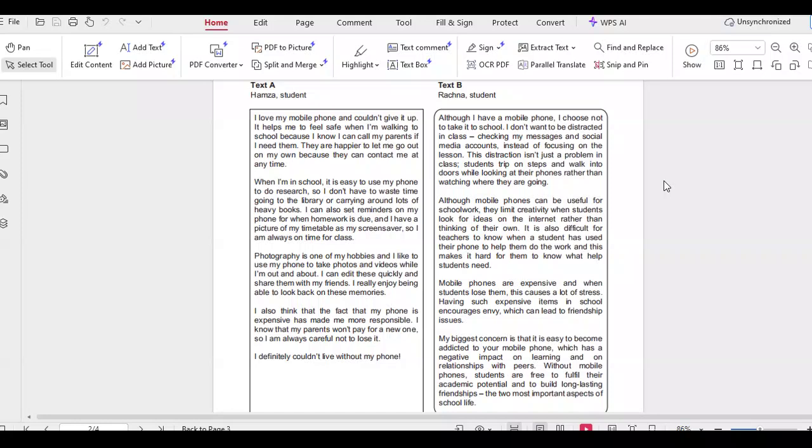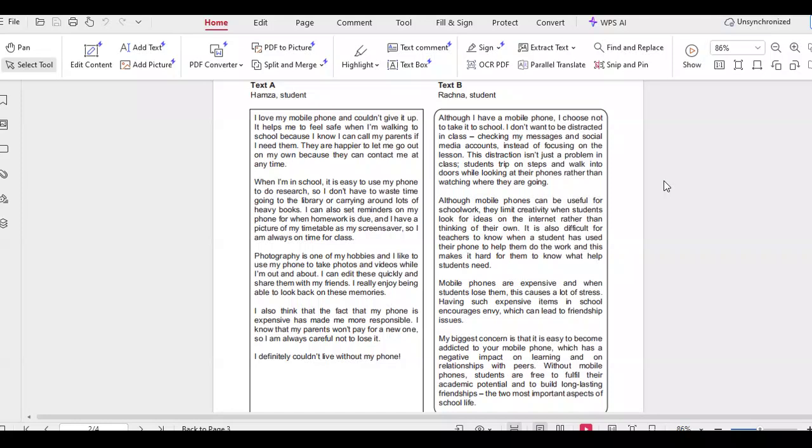In the third paragraph, he mentioned that photography is one of my hobbies, and I like to use my phone to take photos and videos while I am out and about. I can edit these quickly and share them with my friends. I really enjoy being able to look back on these memories. So the main idea that has been presented in this paragraph is that the phone makes you more responsible.